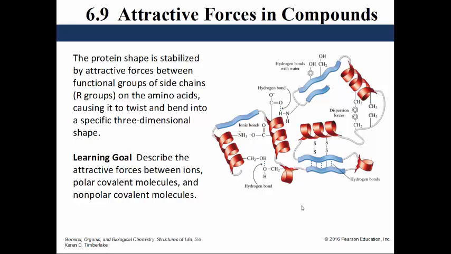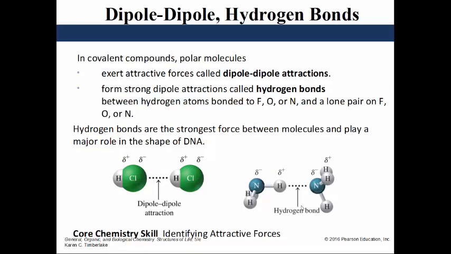Learning goal for this portion of chapter 6: describe the attractive forces between ions, nonpolar covalent molecules, and also polar covalent molecules. Alright, for covalent compounds and polar molecules, these have attractive forces called dipole-dipole attractions, because you have attractions between molecules that are dipoles. You also have very strong dipole attractions called hydrogen bonds between hydrogen atoms that are bonded to either fluorine or oxygen or nitrogen.